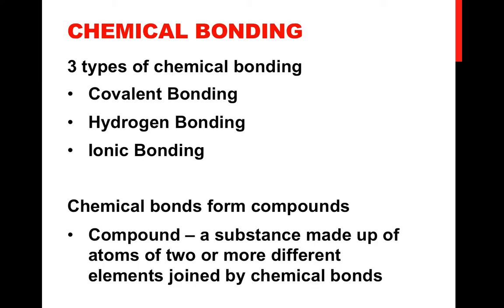There are three types of chemical bonds that we're going to be talking about: covalent bonds, hydrogen bonds, and ionic bonds. Bonds form compounds, and a compound is a substance made up of atoms of two or more different elements joined together. So this is different now. It's not like oxygen and oxygen. It is two different things. So like water. Water is made up of two hydrogens and one oxygen, and that is then a compound because it has two different elements in it, hydrogen and oxygen.